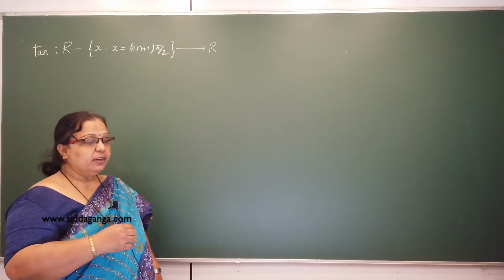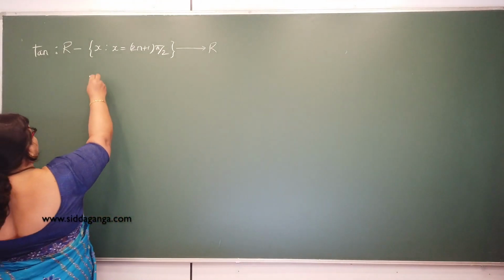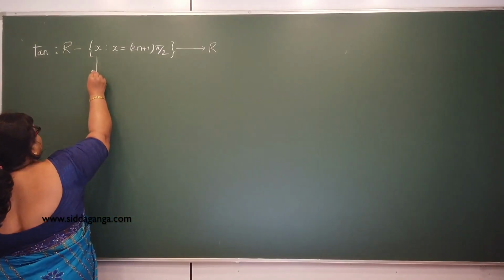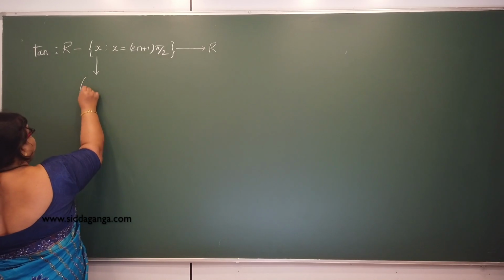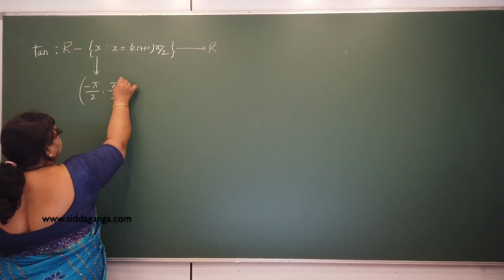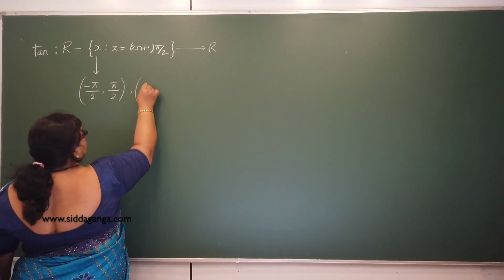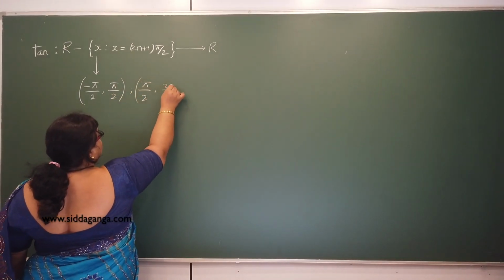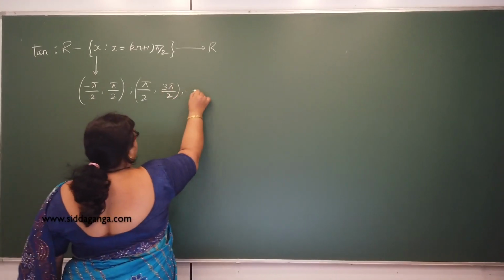Therefore, the domain of the tangent function is restricted to the open interval minus pi by 2 comma plus pi by 2. The next one is pi by 2 comma 3 pi by 2, and so on.